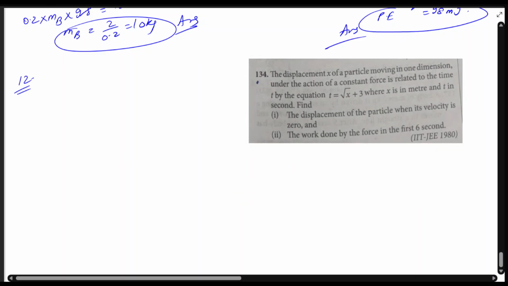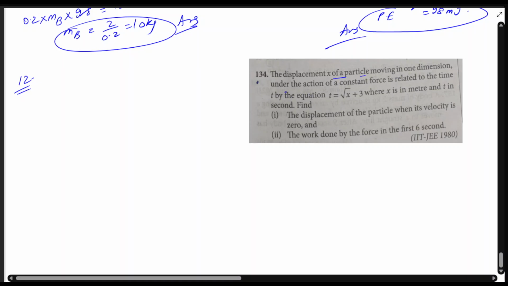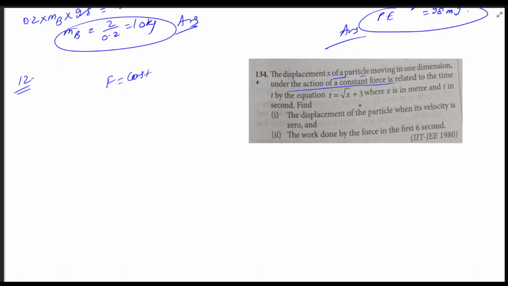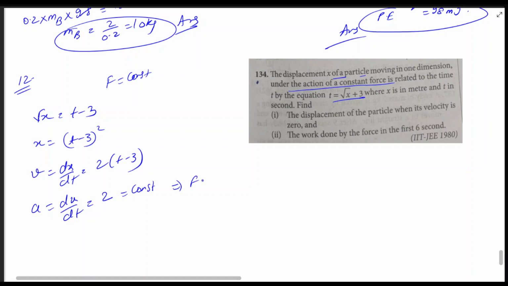Okay, perfect. So this is our 12th question. The question here is we have a displacement of particle x moving in one dimension under the action of a constant force. So F is constant. Root x will be t minus 3. So we can write x as t minus 3 whole square. So if I write v, it will be dx by dt. So it will be 2 times t minus 3. And if I again differentiate it, we will get 2. So this is constant. So yes, that implies force is constant.